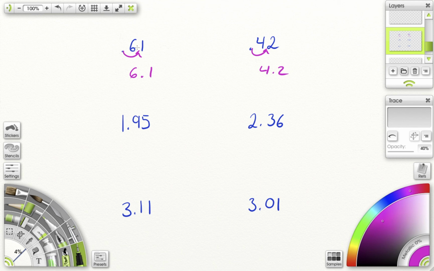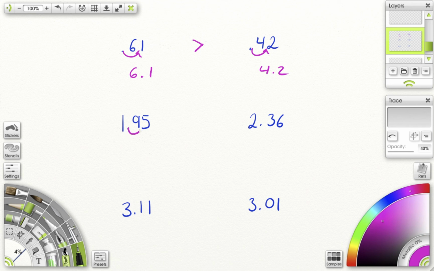Another way is this is 6 tenths and 1/100th. This is 4 tenths and 1/100th. Would you rather have 6 tenths or 4 tenths? 6 tenths. So we know that one's bigger. We have 1.95 and 2.36. Would you rather have $2.36 or $1.95? $2 would definitely be better than $1.95. All right, so there's that.